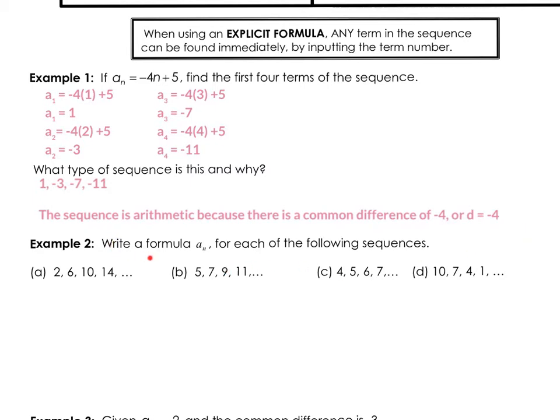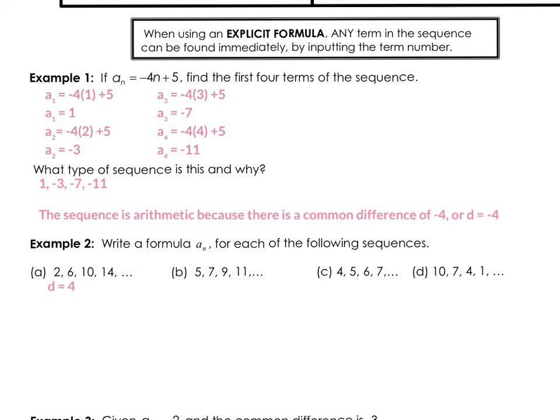Next example, we need to write a formula a sub n for each of the following sequences. When I look at the first one, we have to figure out what the pattern is so I can figure out if there's a common difference. To get from 2 to 6 to 10 to 14, the pattern there is to add 4 every time, so I know that there's a common difference.